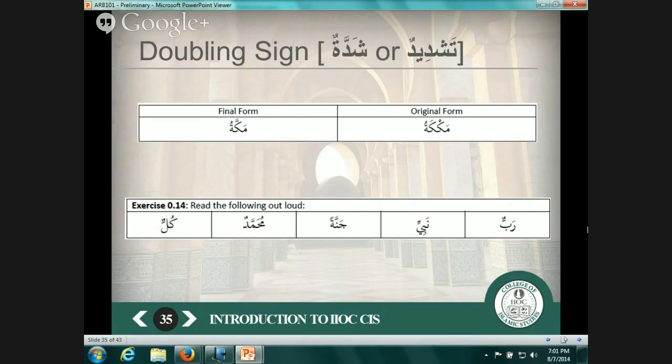We left off at the tashdid, or the shadda. How many of you got to practice the homework last time? Got all the homework done from last class? Very good, mashallah. So that means you got good signs coming up. So the shadda, or the tashdid, is basically this doubling sign which doubles the consonant and doubles the letter.